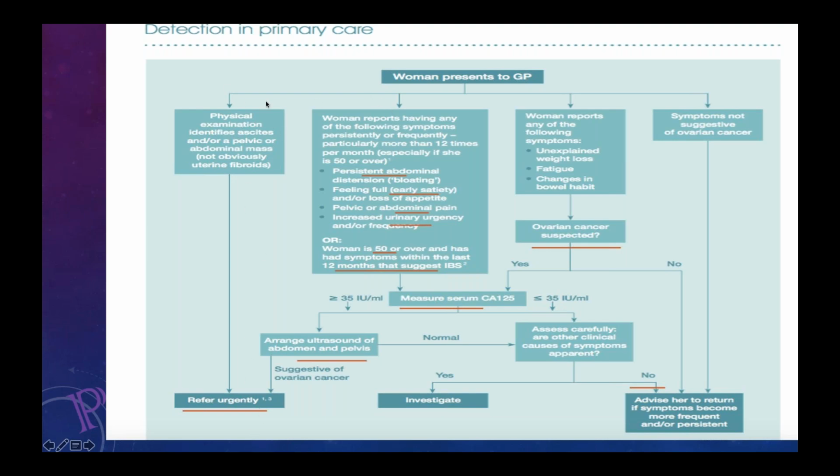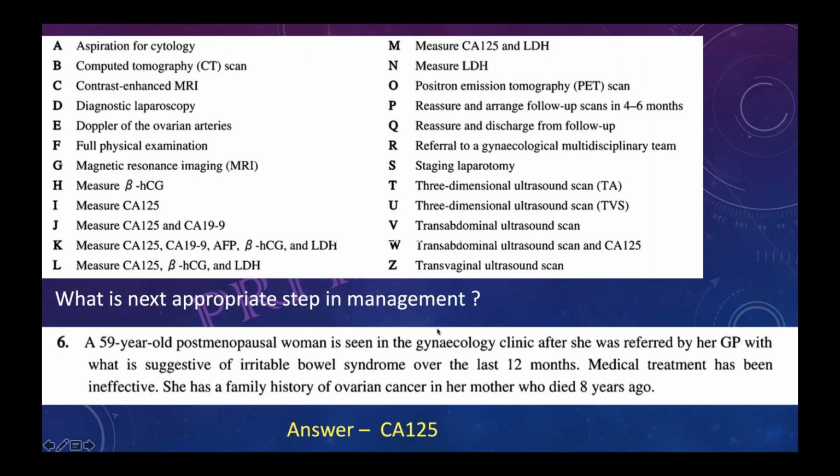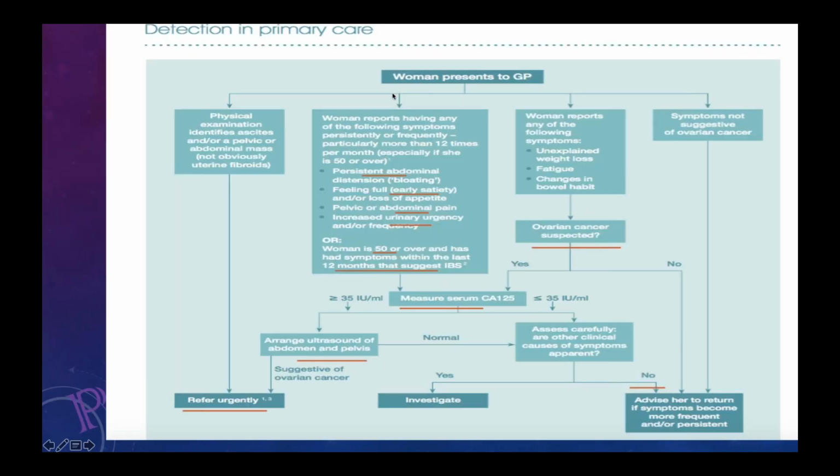Physical examination identifies. So if we go to this question, she is presenting with irritable bowel syndrome, so we have to follow this part of the pathway. She is coming with irritable bowel symptoms, so the next step will be CA 125. But in any scenario where they give physical examination findings suggesting suspicion of cancer, then urgent referral is done. Is it clear now? The book answer was confusing. Is it clear?